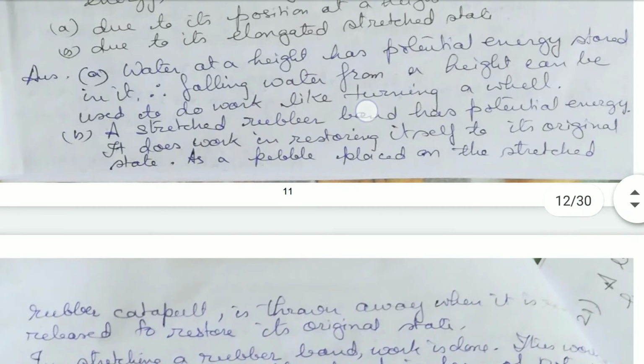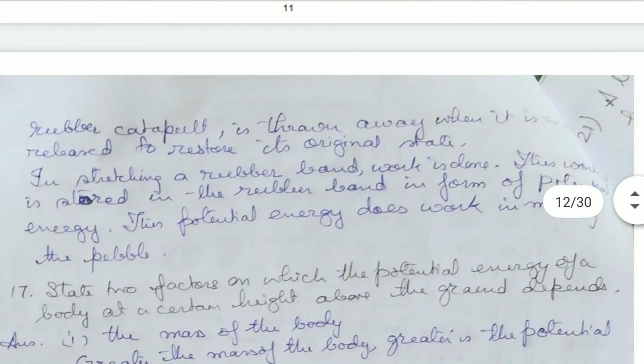Then a stretched rubber band has potential energy. When you stretch a rubber band, it has potential energy and it has the capacity to do work. So it does work in restoring itself to its original state. If we put a pebble inside the stretched rubber band, a catapult, then it can release that pebble with a great force as it restores its original state. In stretching a rubber band, work is done. This work is stored in the rubber band in the form of potential energy. Thus, potential energy does work in moving the pebble.